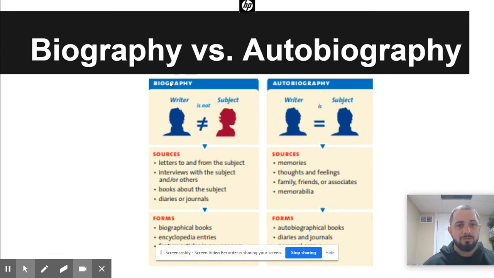And lastly, we have a brief comparison here. Again, biography, the writer is not the subject. Again, they can look at letters to and from the subject. And this is going to be an interesting thing going forward because more and more people are not writing standard letters. It's going to be all digital. And the question of whether we'll have these types of sources to use in the future is a valid one.